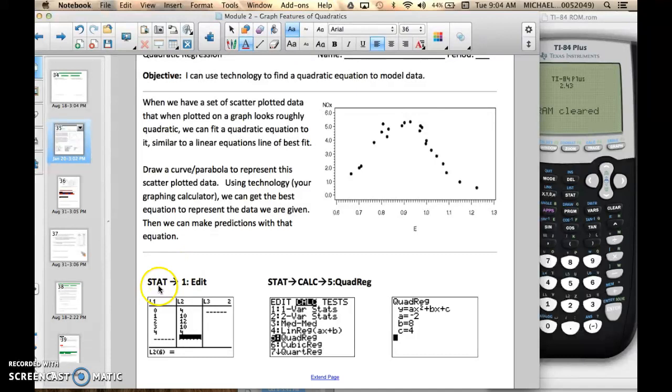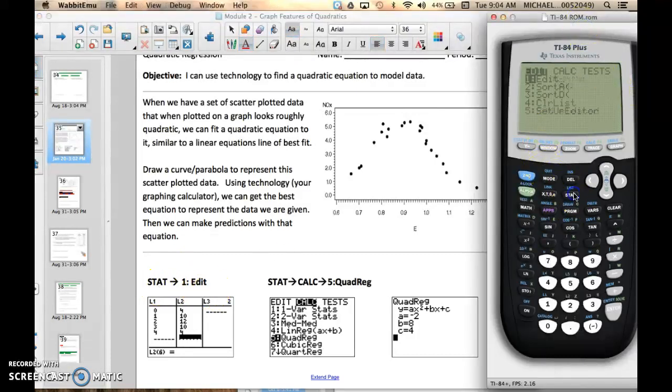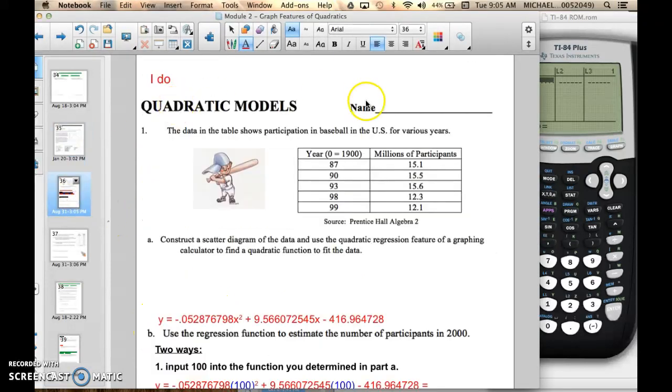The first button you hit is Stat and Edit. So I'm going to go to Stat, and then number 1, I'm going to hit Enter to edit, to pull up L1. And then if you see, they've put data into L1 and L2. Again, this is a different example, so I'm going to go to the example I'm working on.